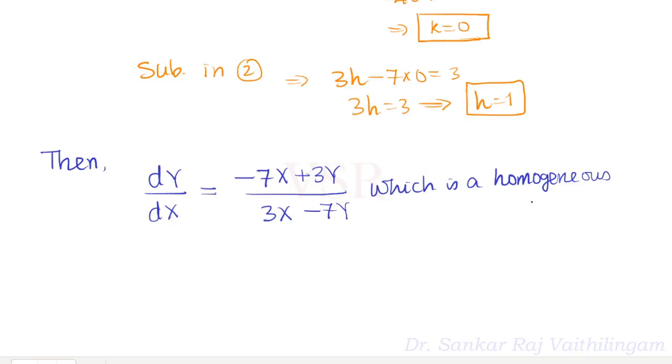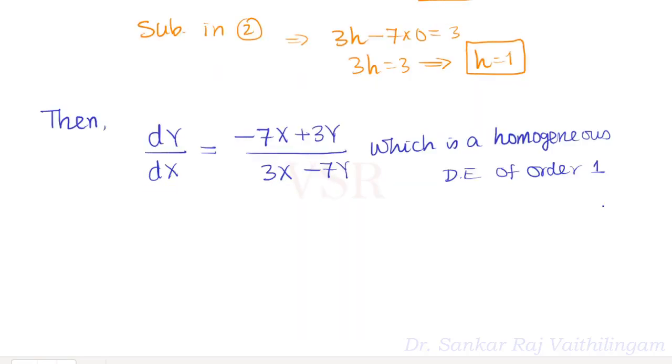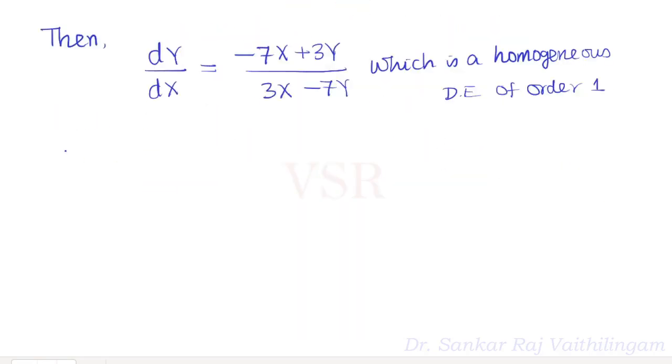Homogeneous differential equation of order 1. Okay, that's all. Now what did we do? Put Y equal to, so put capital Y equal to v times capital X. So this implies, what can we do?